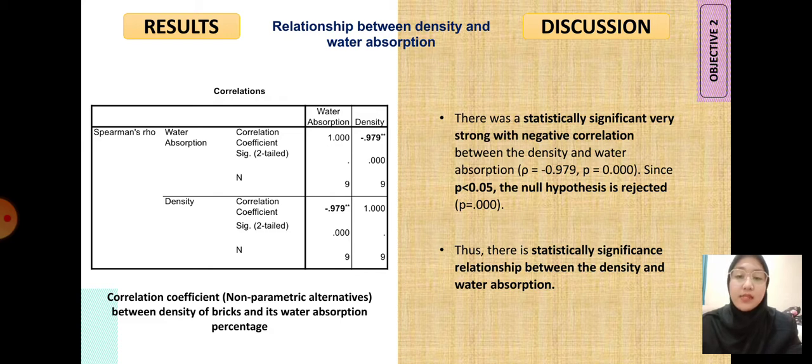There was a statistically significant, very strong negative correlation between density and water absorption. Since P is less than 0.05, the null hypothesis is rejected. Thus, there is a statistically significant relationship between density and water absorption.